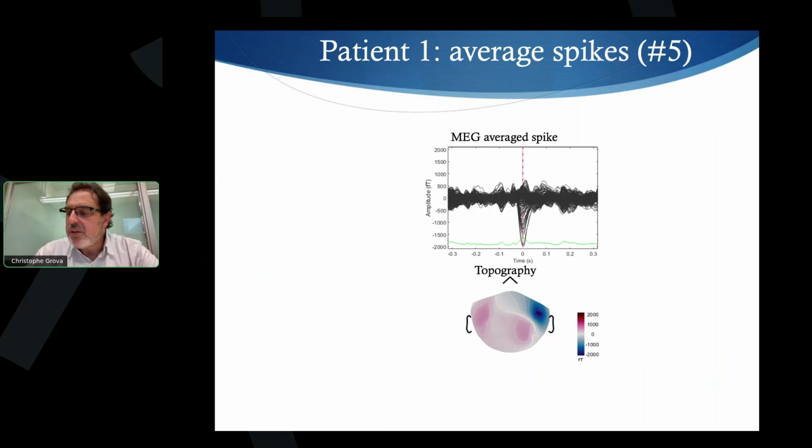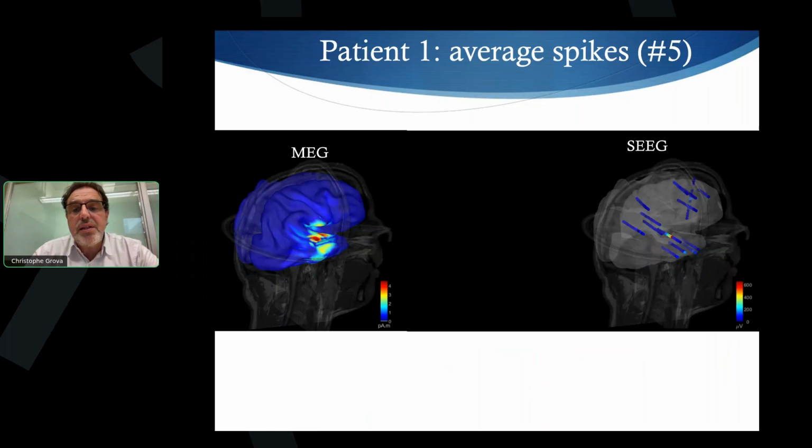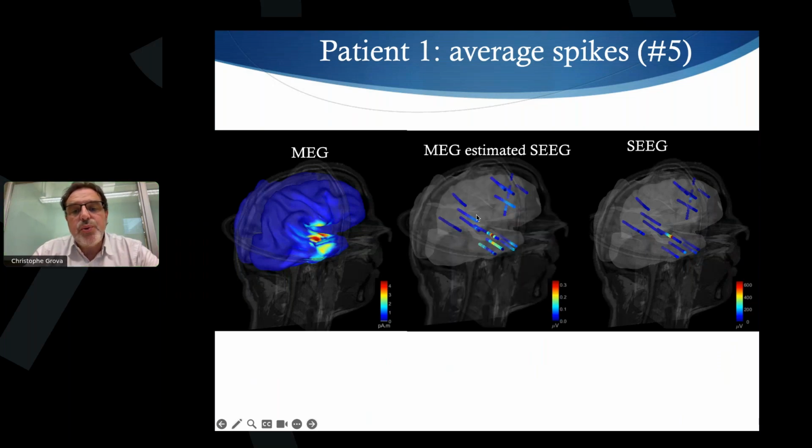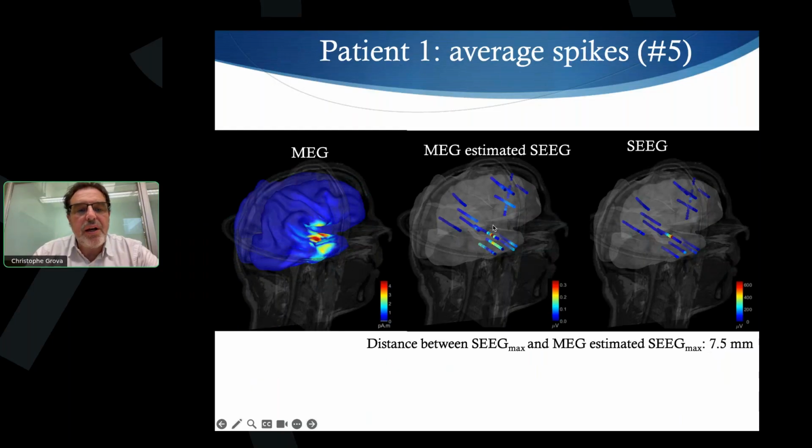And I'm almost done. So this is, for instance, an average spike, something quite standard you might see in MEG. If you localize that spike, you're going to get a localization like that. At the same time, if you look at the SEEG, this is where the maximum was found, at the peak of the spike. And when we converted those MEG data into virtual SEEG, this is what we found. So it's not perfectly correct, but it's nicely concordant. The distance between the maxima was 7.5 millimeters, and the correlation was relatively high here.